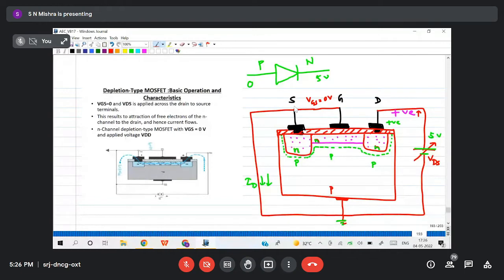Now, again I'll increase the reverse bias, more increase in the voltage across the drain. Then what will happen? The depletion region will increase or not?